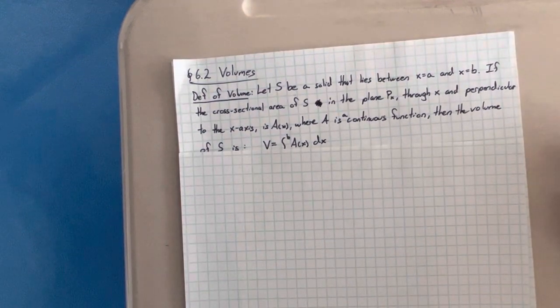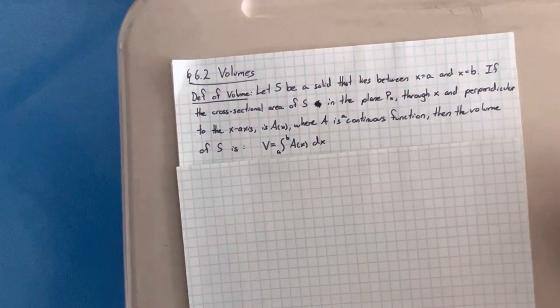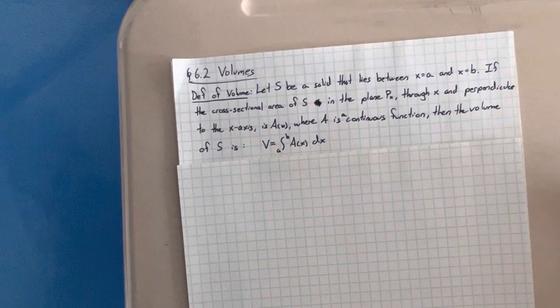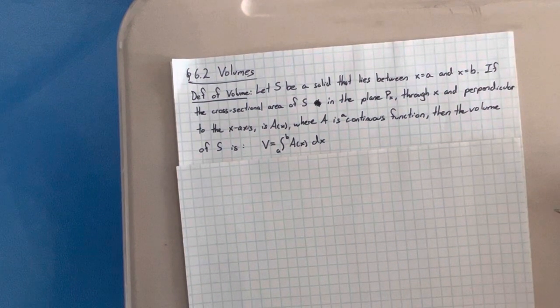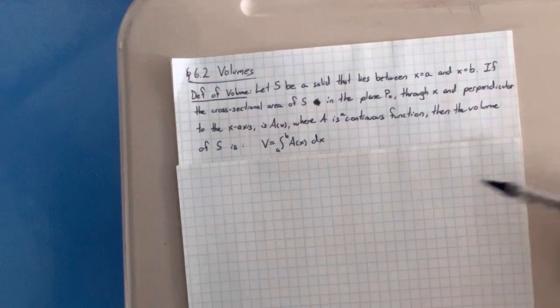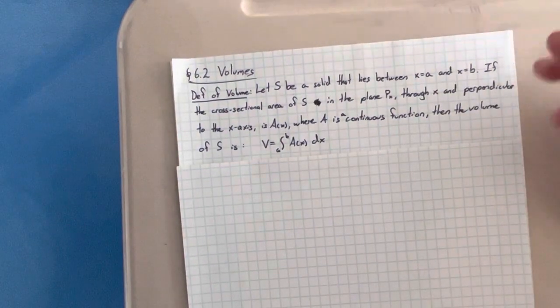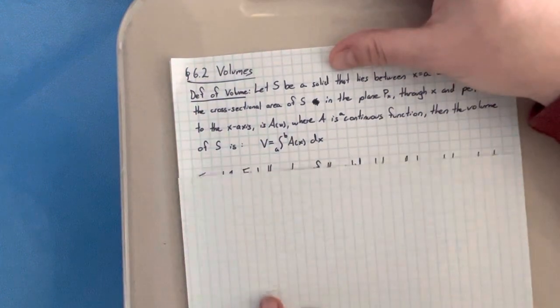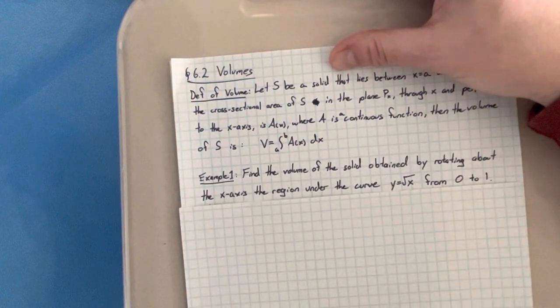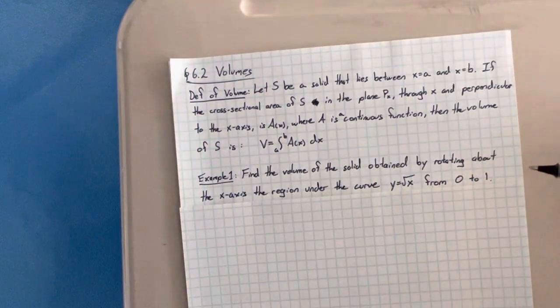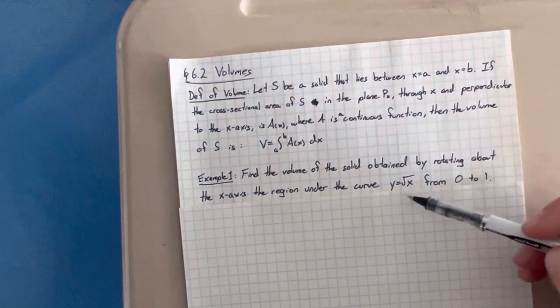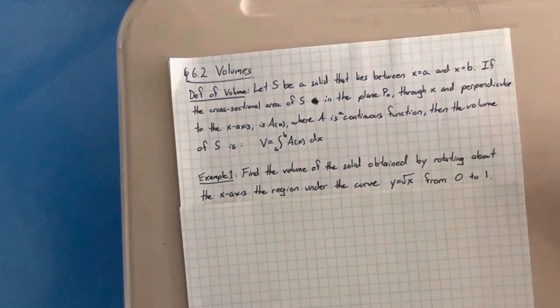Super confusing, right? Even sit, reread it again. It makes a lot more sense once we do problems. So let's start off by just doing some problems and seeing how it actually looks, and then I'll keep relaying it back up to this definition. So our first example: we want to find the volume of the solid obtained by rotating about the x-axis the region under the curve y equals square root of x from 0 to 1.